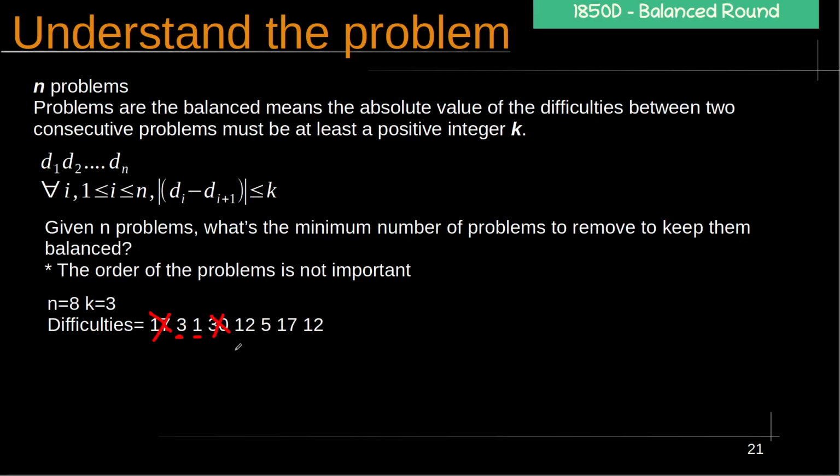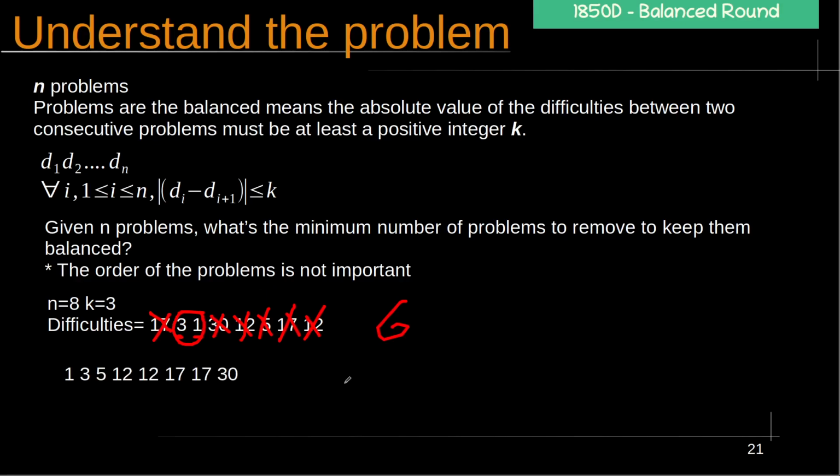1 and 12, no. 1 and 5, no. 1 and 17, no. 1 and 12, no. As you see here, we kept only two problems, 3 and 1. Problem of difficulty 3 and problem of difficulty 1, and remove all the rest. So we have removed 6 here.